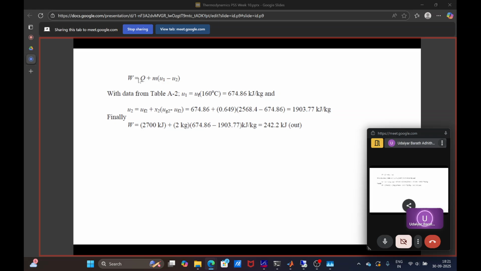So work done is Q plus mass into U1 minus U2, which is your first law. Just like entropy, we can find out internal energies, which comes out to be 674.86 kilojoule per kg for U1, and U2, again using the quality, comes out to be 1903.77 kilojoule per kg. So the total work done is Q plus M into U1 minus U2. Substituting, we get the work done by the system because of the expansion as 242.2 kilojoules.